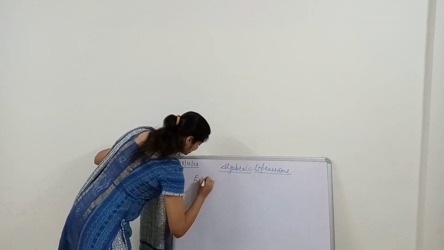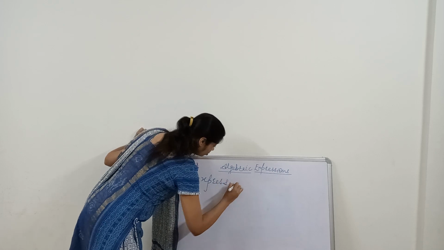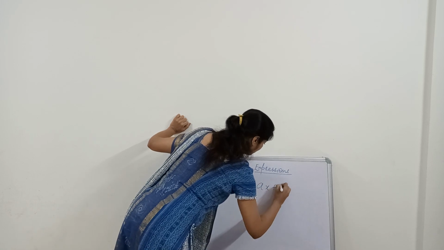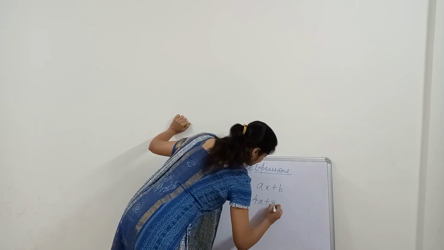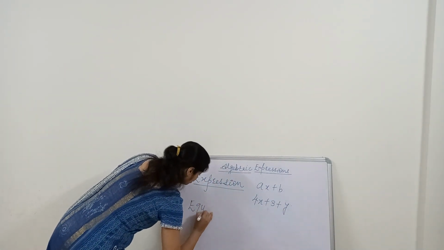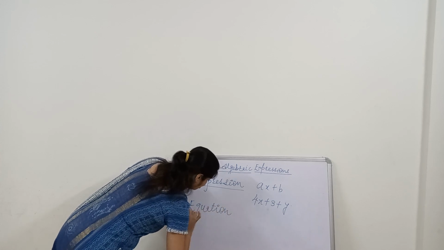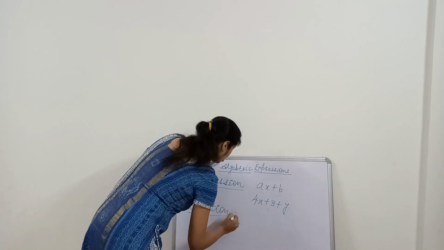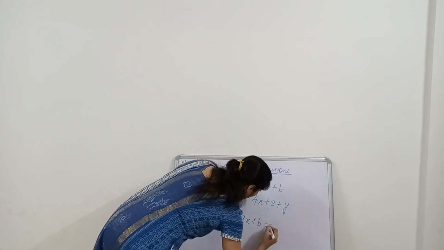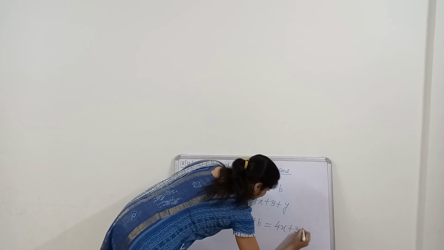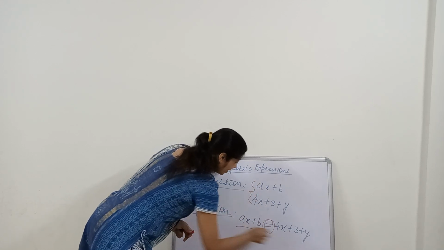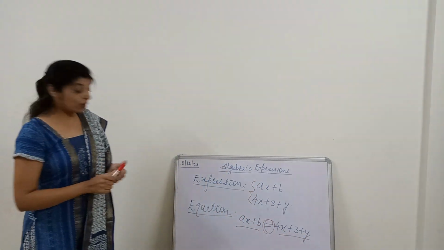So an expression, as I said, is a statement. No equality, no equals to sign is there. So it can be ax plus b or 4x plus 3 plus y. But what's an equation? An equation is a combination of two expressions. Combination of two expressions means it can be ax plus b equals to 4x plus 3 plus y. Now see this equals to sign, and these two expressions we combined and that has become an equation.